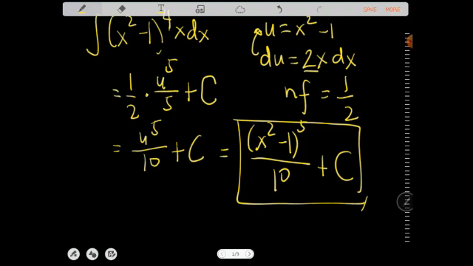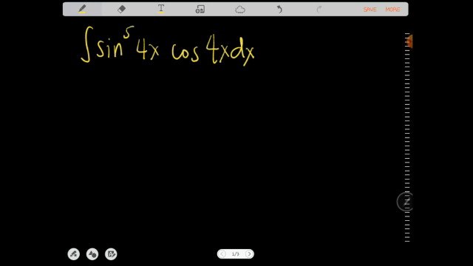So next, so how about this one? Evaluate the integral of sine raised to 5 of 4x. So yan yung ating u. Okay, sine 4x. Then cosine of 4x dx. Okay? So sabi ko nga yung ating u is equals to sine of 4x.